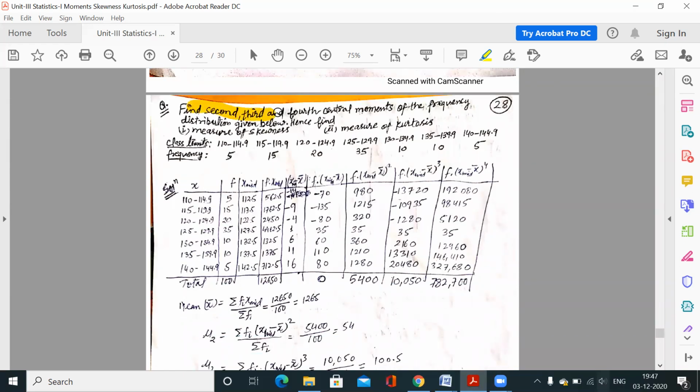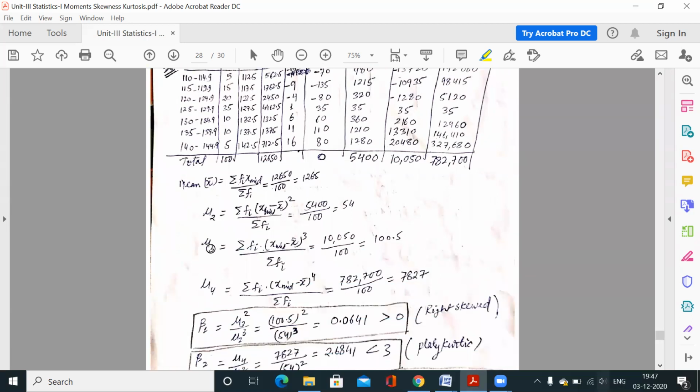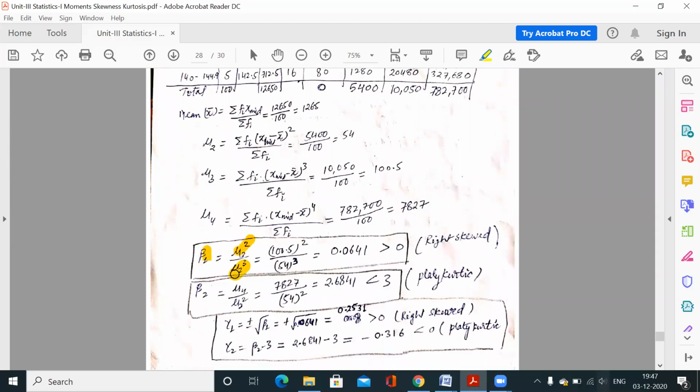Now find the second, third and fourth central moments, that means mu2, mu3, mu4, of the frequency distribution given below. Hence find the measure of skewness and the measure of kurtosis. So we need to calculate skewness and kurtosis based on moments, because first we need to calculate the moments, then skewness and kurtosis. The data is: these are the X values, and these are the corresponding frequencies. Now beta 1 is mu3 square by mu2 cube. So we need mu3 and mu2, and for beta 2 we need mu4 and mu2.